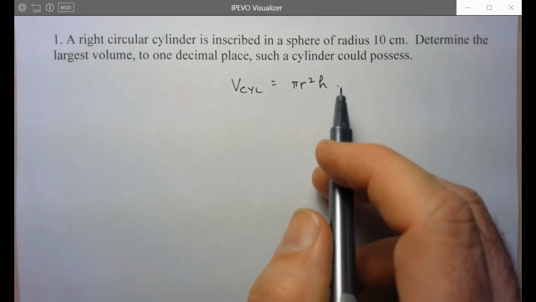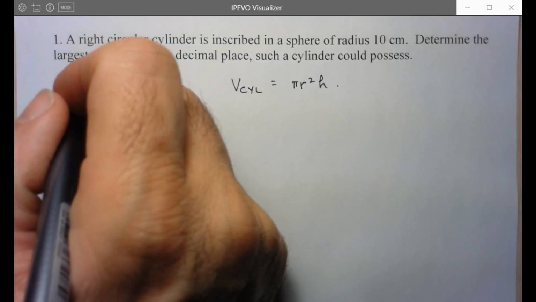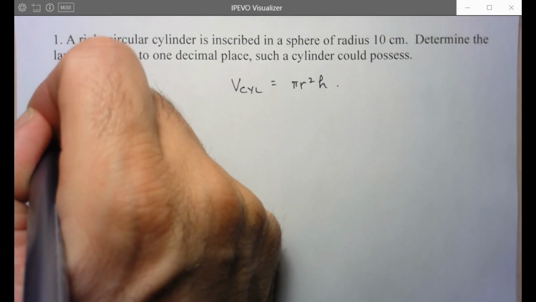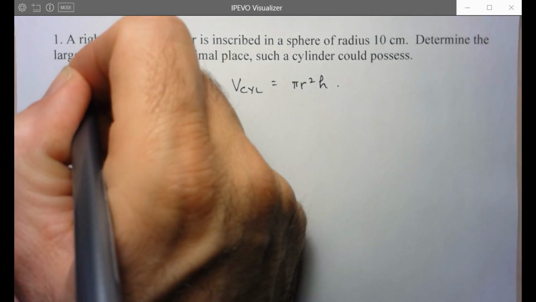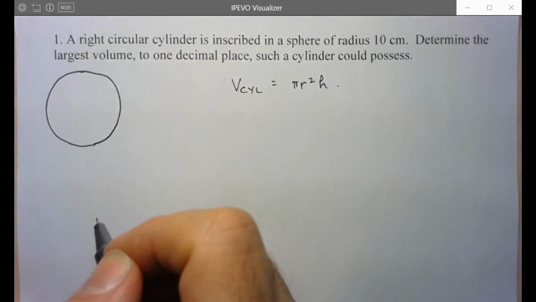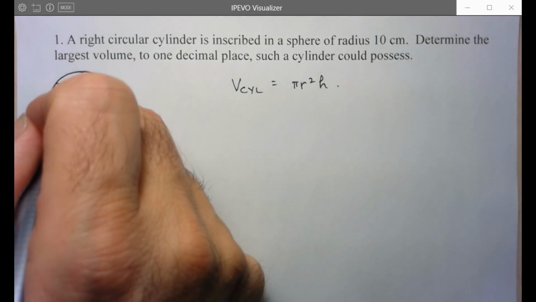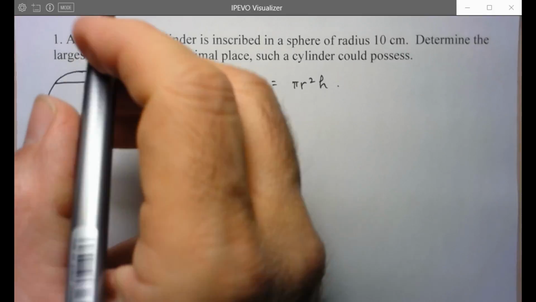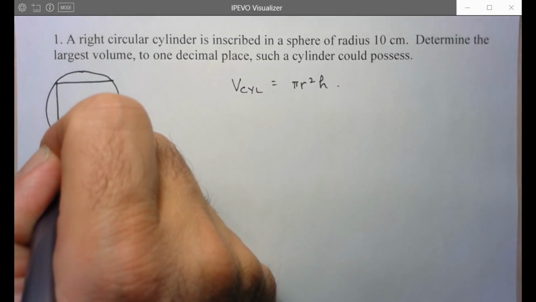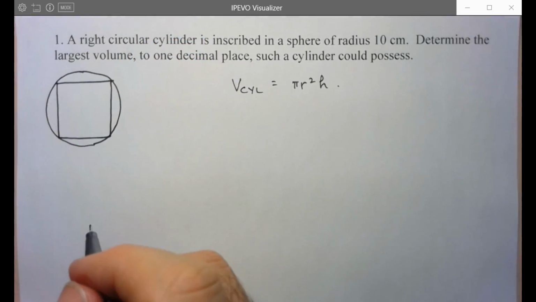Anytime you have a geometric problem, the best thing to do is to work with a diagram. So let's draw, and I'm going to draw this as a cross section. I'm going to use a circle as a representation of my sphere. And then here I have a cylinder that's inscribed inside. So I'm just going to draw the cross section of a cylinder, which will just be a rectangle. Okay, and there's my cross section.